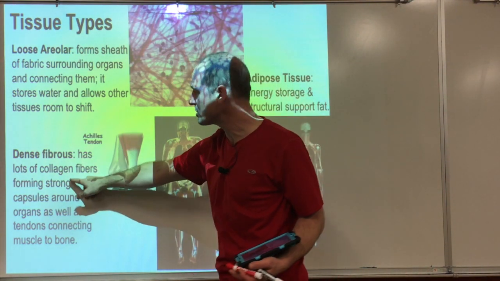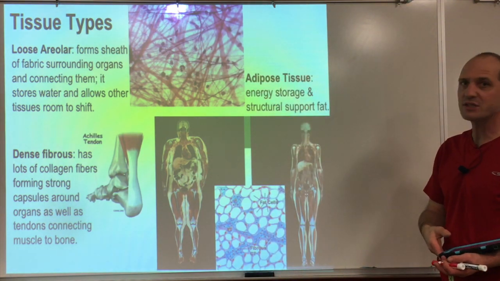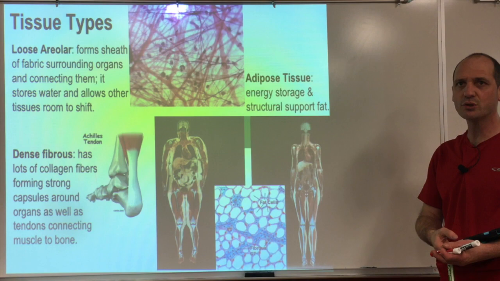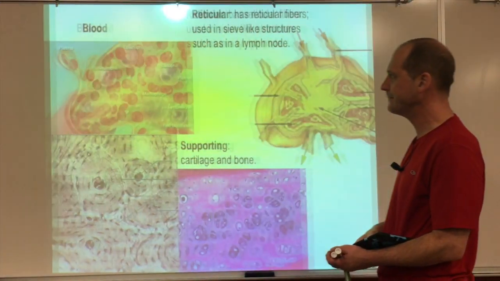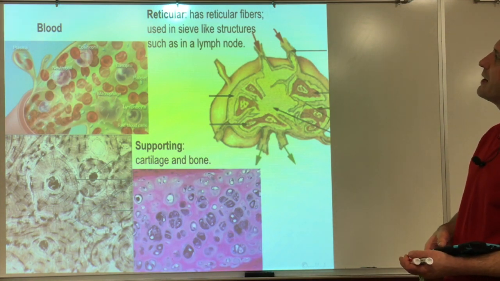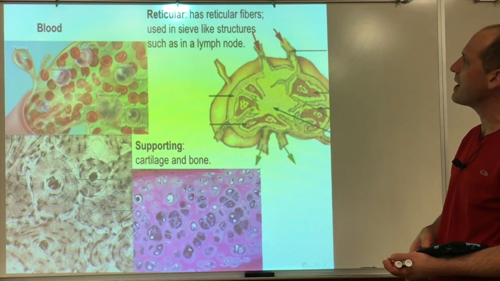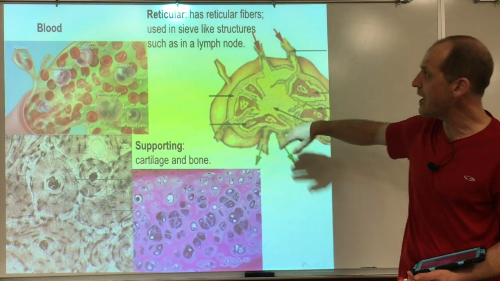Dense fibers has a lot of collagen fibers. That makes it dense. That's your ligaments. That's your tendon. That's the Achilles tendon right here. Then we have blood. We'll talk a whole bunch about it. Then we have reticular. We just talked about that. Lymph node, as an example. We just talked about that.